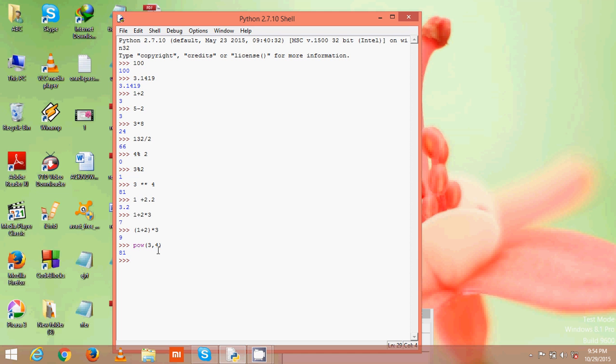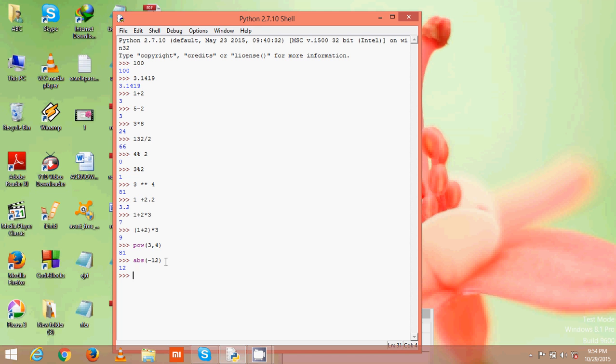You have absolute function, that is abs, and the value of minus 12. So absolute means the distance of a number from origin. So distance of minus 12 from origin is 12. So absolute of minus 12 is 12. That is a positive value.